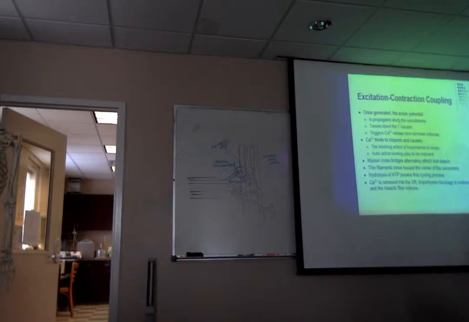Now, once that action potential is generated, it not only spreads down the sarcolemma, but it travels down those T-tubules. When it reaches the triad, in other words, the region where the T-tubule is surrounded by the terminal cisternae, it's going to trigger release of calcium.